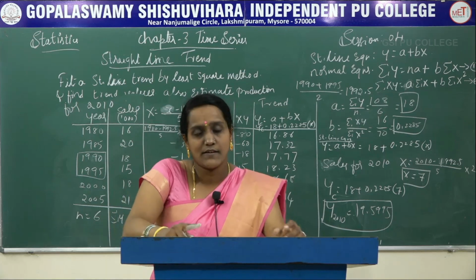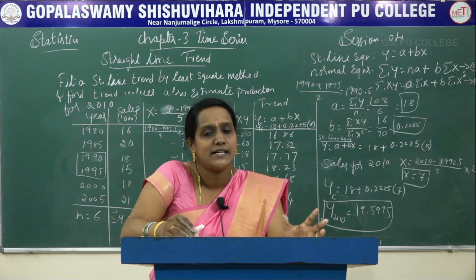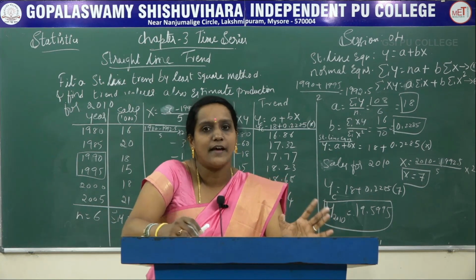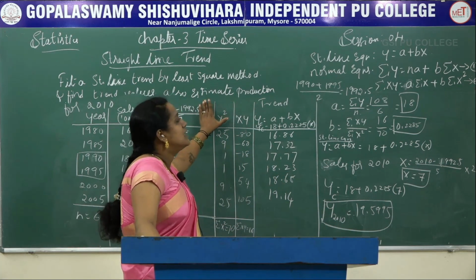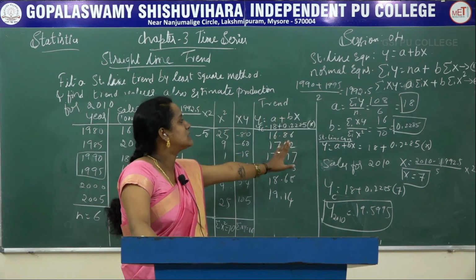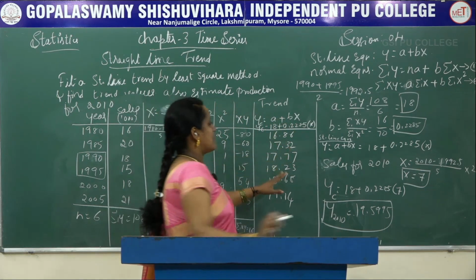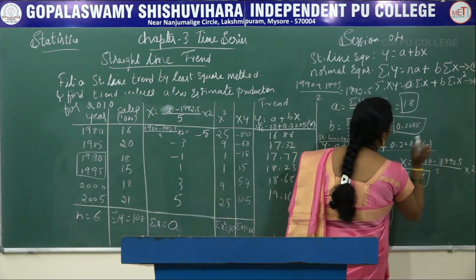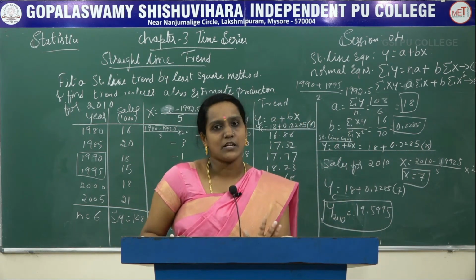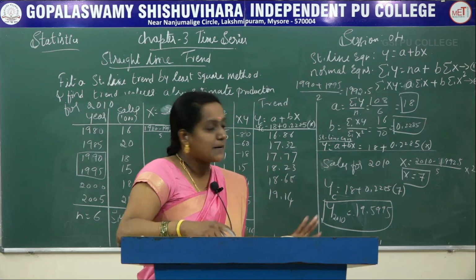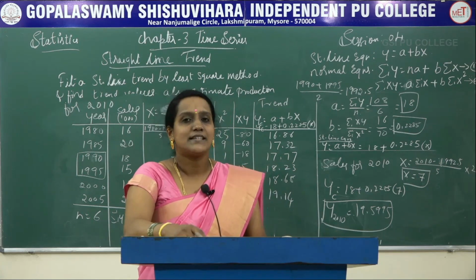In the exam they will ask this problem for 10 marks again. If they do not ask for trend values and the estimated values, and simply ask to find A and B and the straight line equation, then if you do it till here, it will be for 5 marks. Otherwise, if you find the trend values and the estimated values, it will be 10 marks.